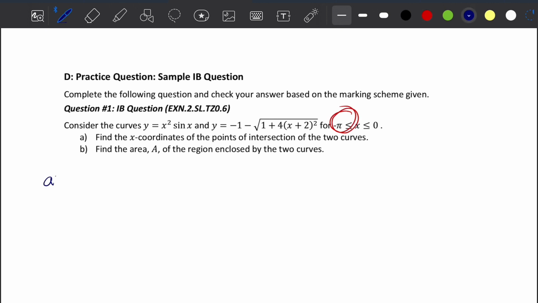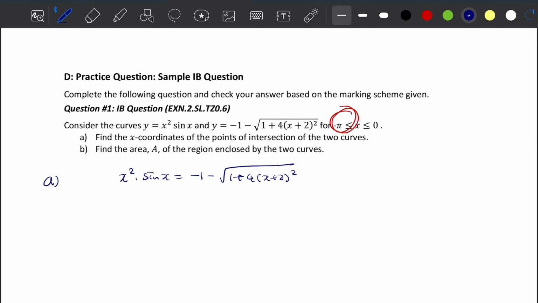So question A, we need to find the x coordinates of the points of intersection of the two curves, which are y equals x squared times sine x and y equals negative 1 minus square root of (1 plus 4 times (x plus 2) squared). So if we are doing this manually, we have to set x squared times sine x equal to negative 1 minus square root of (1 plus 4 (x plus 2) squared). Okay.